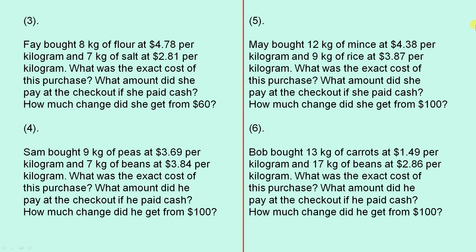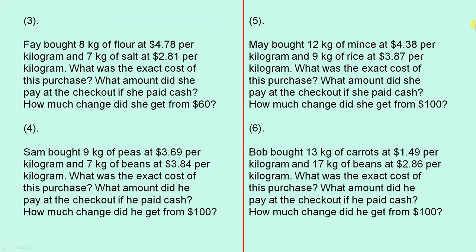Example 4. Sam bought 9 kilograms of peas at $3.69 per kilogram and 7 kilograms of beans at $3.84 per kilogram. What was the exact cost of this purchase? What amount did he pay at the checkout if he paid cash? And how much change did he get from $100?